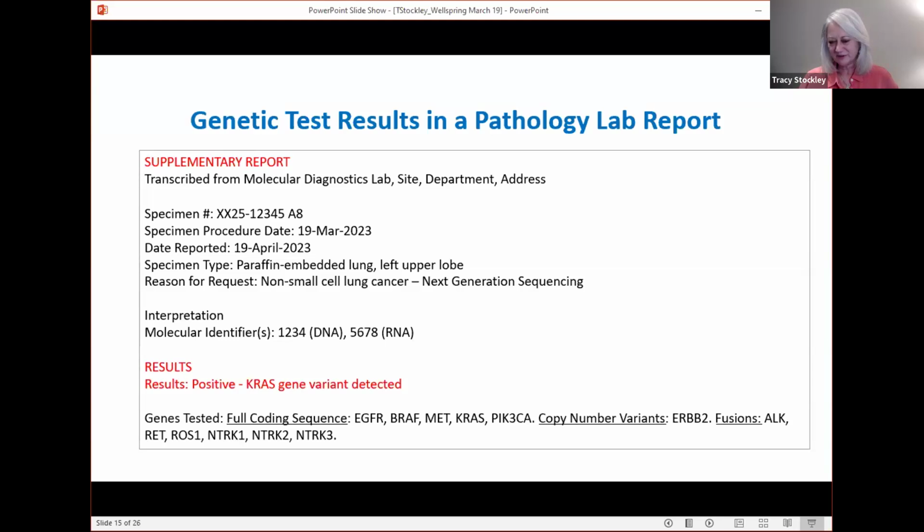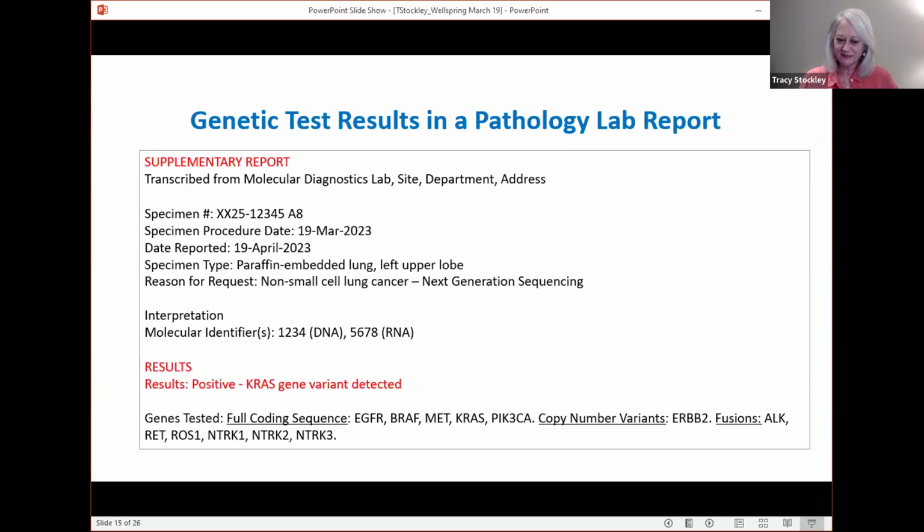Again, there'll be some details about what specimen was tested, when it was done, and what the test was. So here, for example, it's a lung cancer being tested: non-small cell lung cancer, next generation sequencing, which is just a type of DNA testing that we're using very frequently now. And then there'll be a result. Again, different labs report this differently, but in this case, something like positive, there was a KRAS gene variant detected.